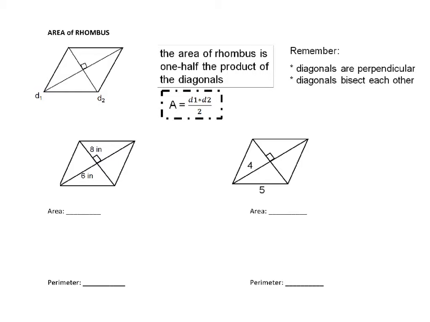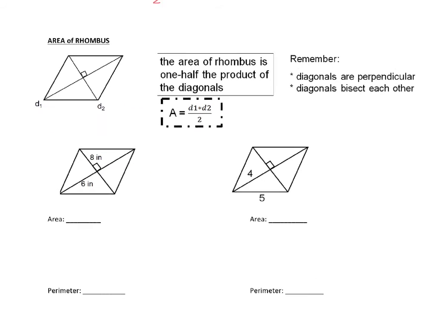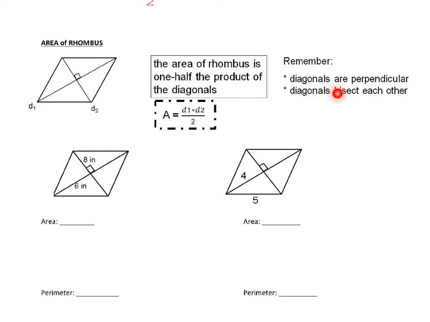A few reminders about the diagonals of a rhombus. The diagonals are perpendicular, so that means they create right triangles inside of here. And the diagonals bisect each other, meaning that this section would be equal to that section, and this piece would be equal to that piece. That's one of the properties of our rhombus that we talked about in the previous unit. So we're going to have to use that information to help us answer the question of finding the area here.